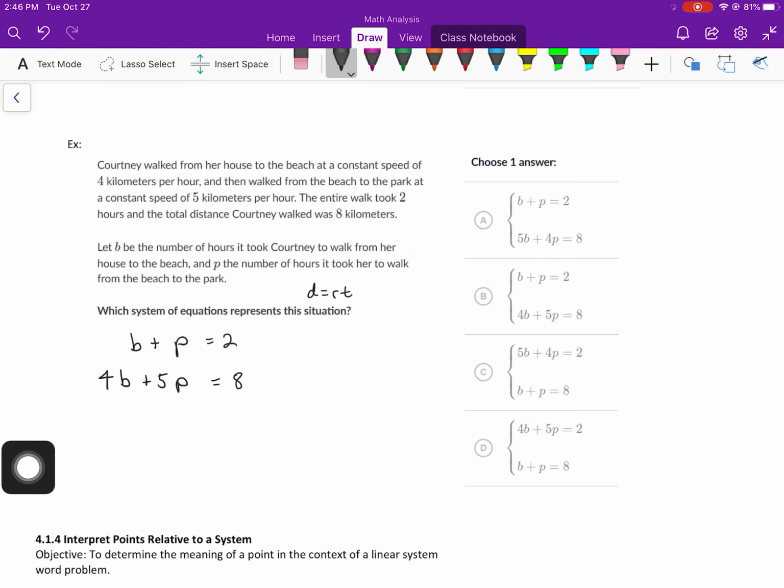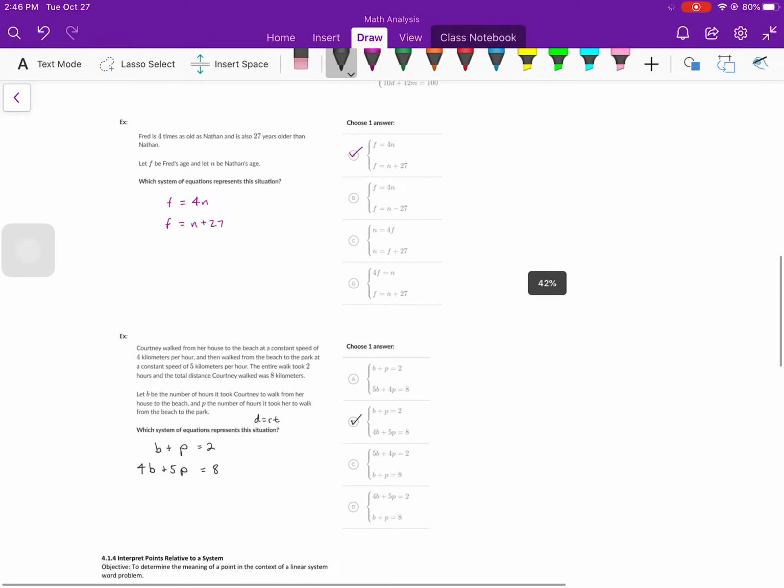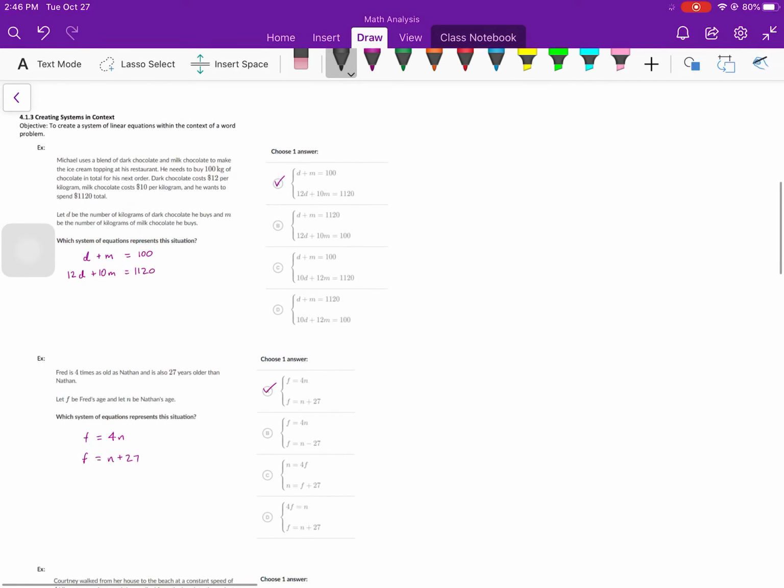So that's what we're going to be looking for. This one takes a little bit, I haven't seen a problem like this before, so it took me a little bit more thinking, but that's pretty much it. You just have to be careful of the details. That's why I went back to double check that to the beach was 4 kilometers, to the park was 5 kilometers, just to make sure it does stick with that. And that's pretty much these problems. Just be careful and model each one. Just like we did before with modeling linear equations, we just have more than one going on.